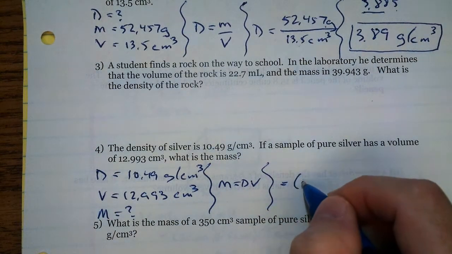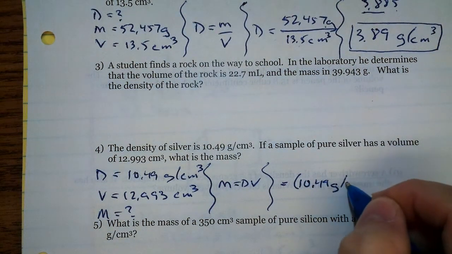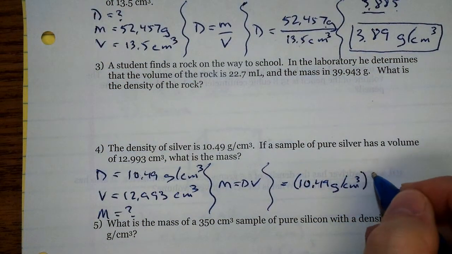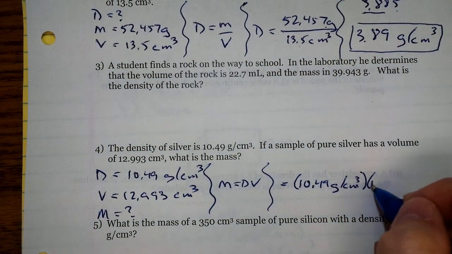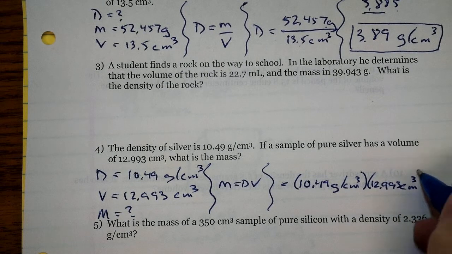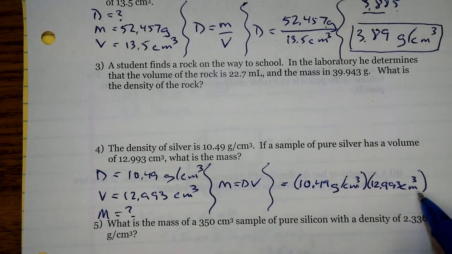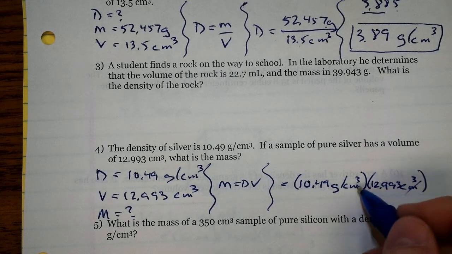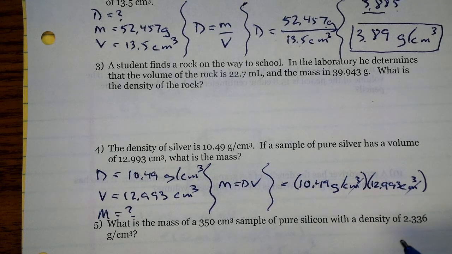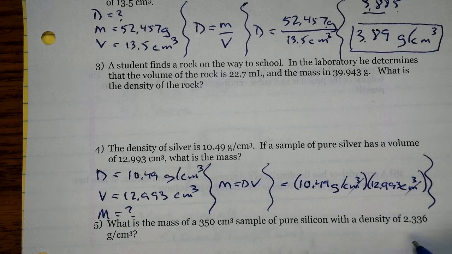So I'd like for you to go sideways on this, and there's a reason why. 10.49 grams per cubic centimeter times it by volume, 12.993 cubic centimeters. Because you can see that this cubic centimeter is in the bottom, and this guy's on top. So they're going to cancel out. Put your squiggly line. In this case, I ran out of room because these numbers were pretty big. Okay, so I'm just going to scoot it down here real quick.